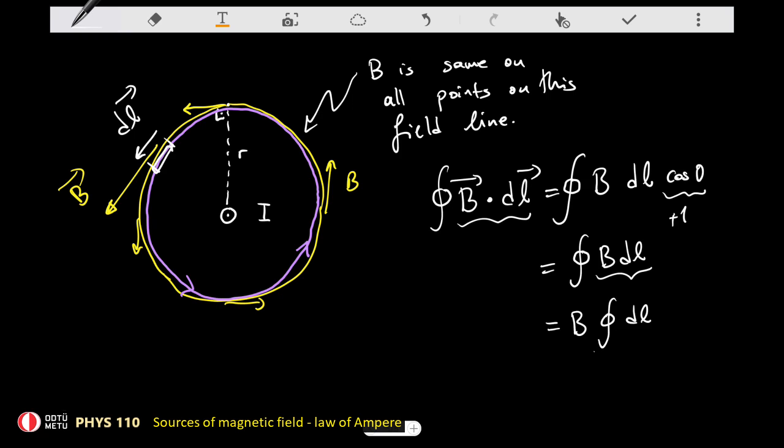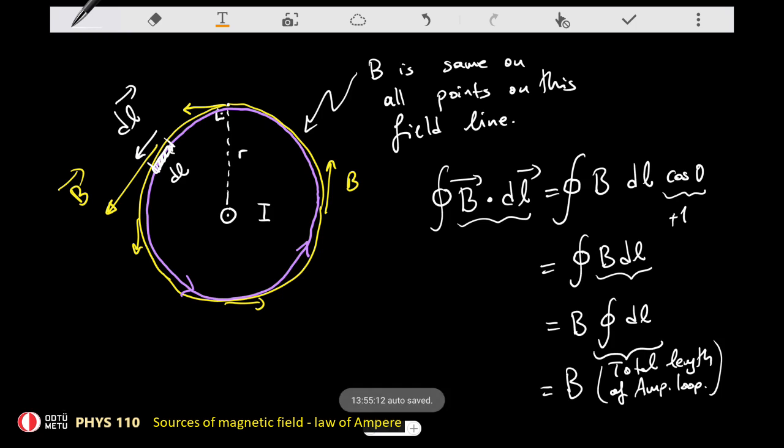And what is left is a symbolic expression, actually. It is a prescription that tells me that I have a curve in here. I have to divide this curve into small segments, and dl is the length of that segment. And I have to sum over that length. Basically, this is geometrically the total length of the Amperian loop. Right. So that's the symmetry argument.